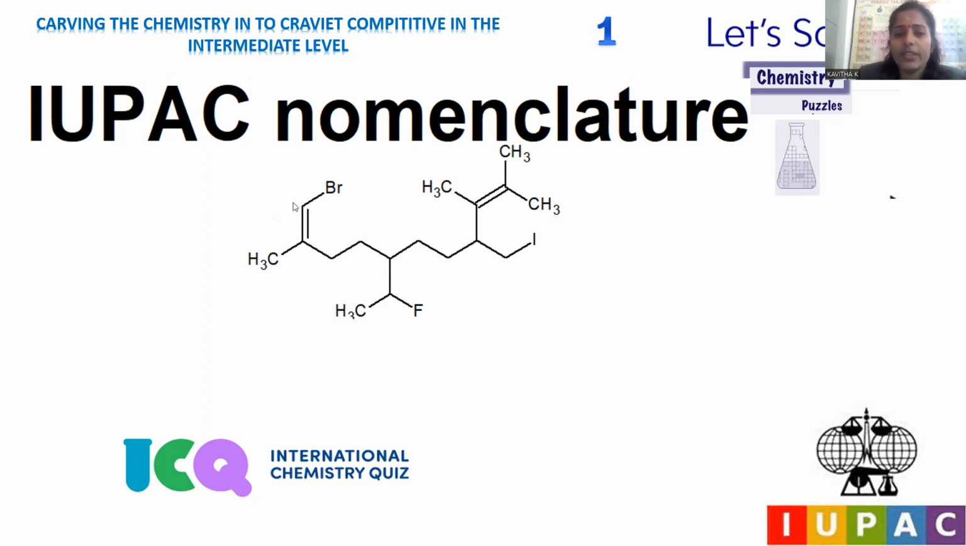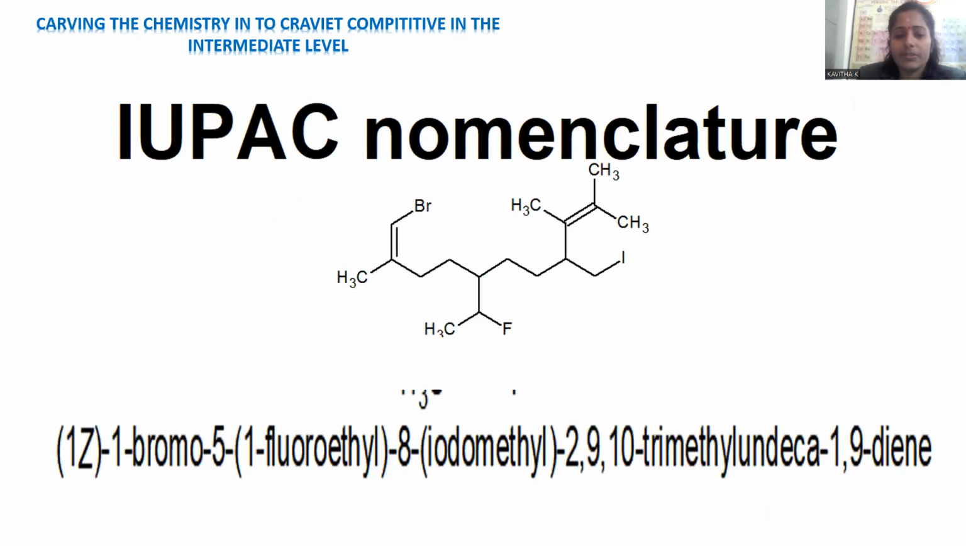So let's go with 1, 2, 3, 4, 5, 6, 7. If you go with numbering like this, 1, 2, 3, 4, 5, 6, 7, 8, 9, 10, 11, the 11 carbon is the longest chain, so this will be the order where you can assign the naming. Let's see how to name this compound as per IUPAC nomenclature.